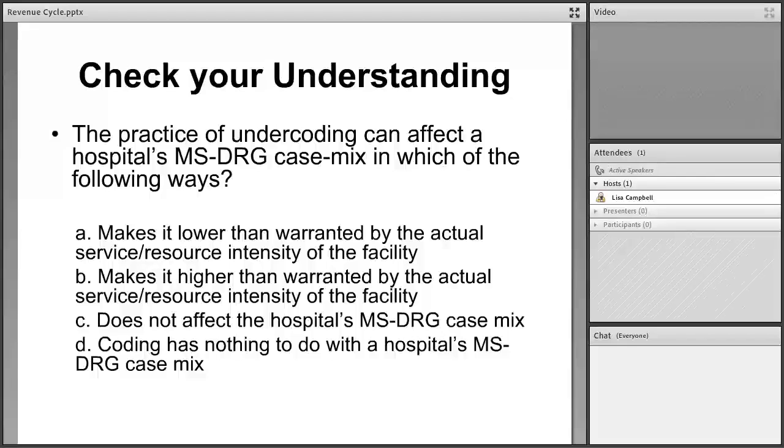Next question. The practice of undercoding can affect a hospital's MSDRG case mix in which of the following ways? A, makes it lower than warranted by the actual service resource intensity of the facility. B, makes it higher than warranted by the actual service resource intensity of the facility. C, does not affect the hospital's MSDRG case mix. Or D, coding has nothing to do with the hospital's MSDRG case mix. And the correct answer in this case would be A.